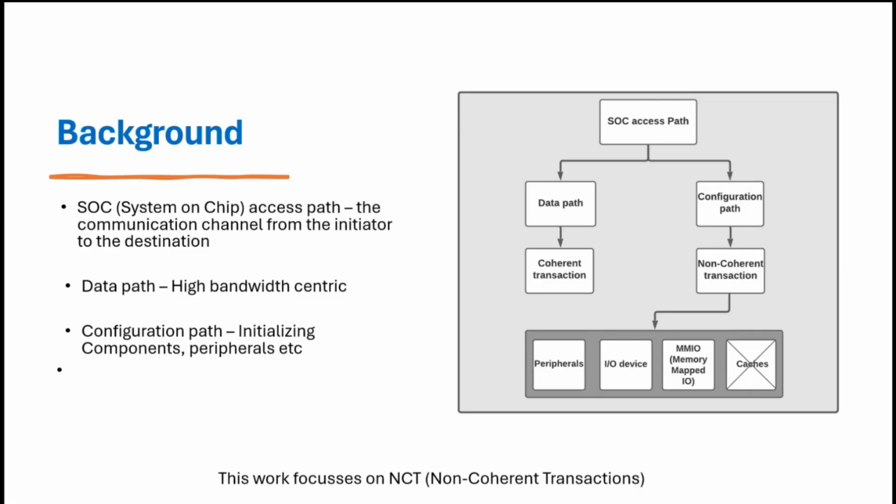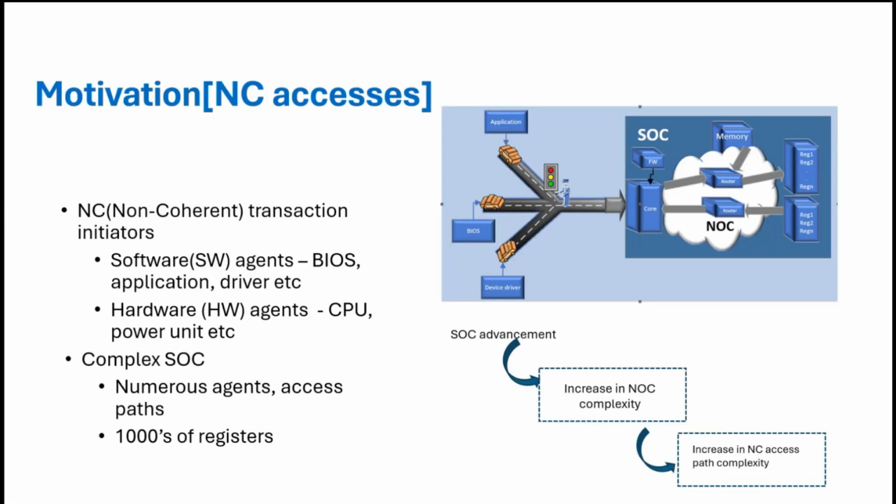On the contrary, we have another path, which we call a non-coherent path, which caters to various configuration stuff like configuring various nodes, configuring registers, configuring some functionality and stuff like that. Secondly, it also deals with the data which spans across peripherals, MMIOs, IO devices, but not caches. Now, here the focus is on the non-coherent access.